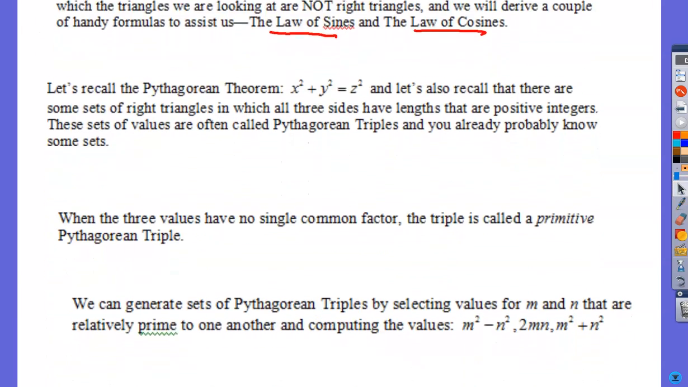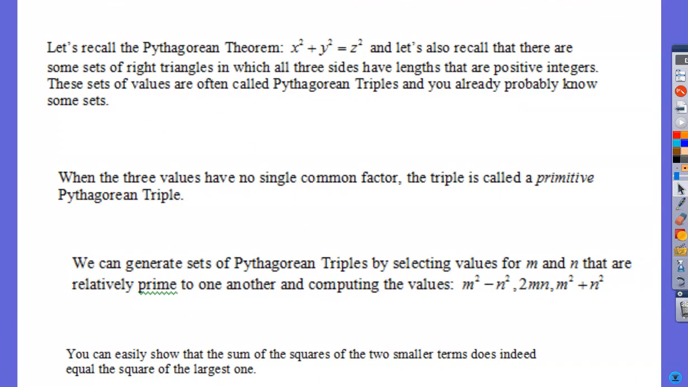Okay, so to start off with, let's look at general rules for right triangles. Let's recall the Pythagorean theorem. You could say it as x squared plus y squared equals z squared. Some of you have probably seen it as a squared plus b squared equals d squared. But there are some sets of right triangles where all three sides are nice positive integers. These are called Pythagorean triples, and you probably already know some of them.